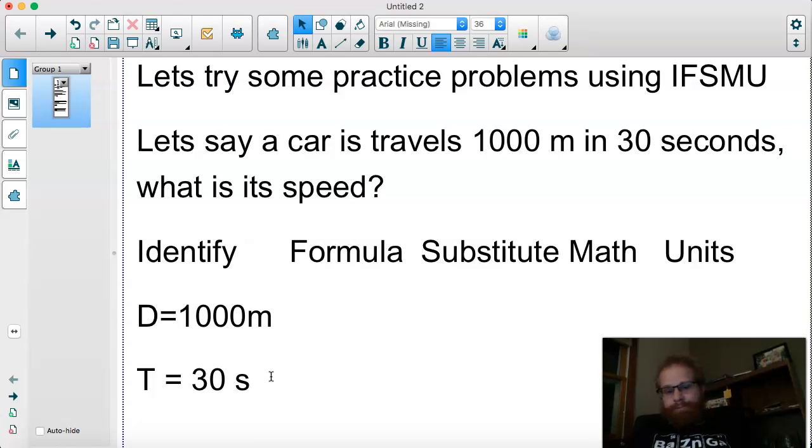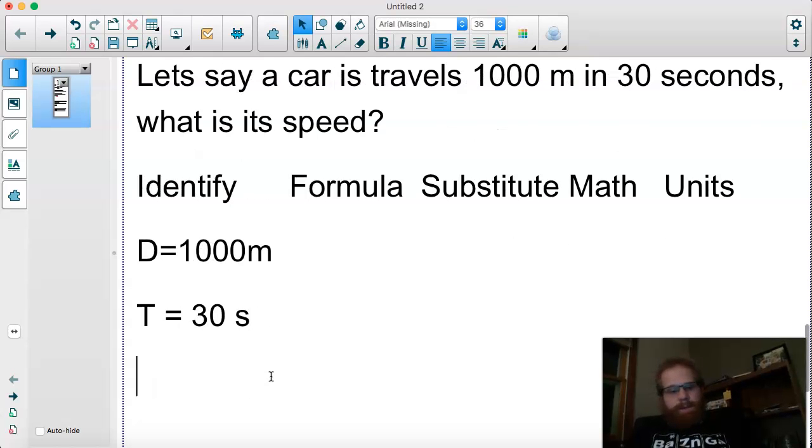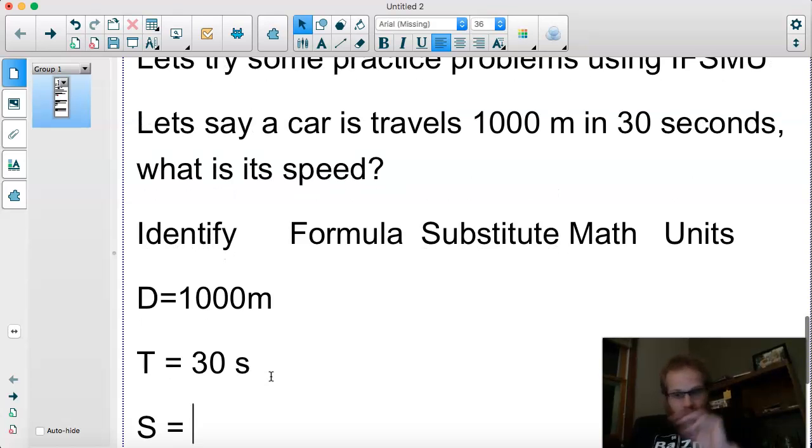Okay. Sometimes you're going to have to try and solve for the speed. Sometimes you might try and solve for the distance or the time. But for right now, we're trying to solve for the speed.